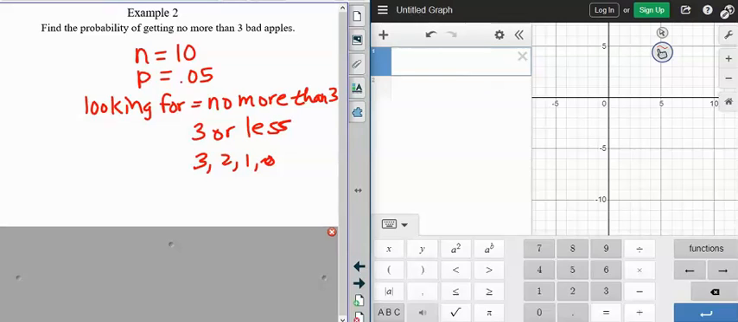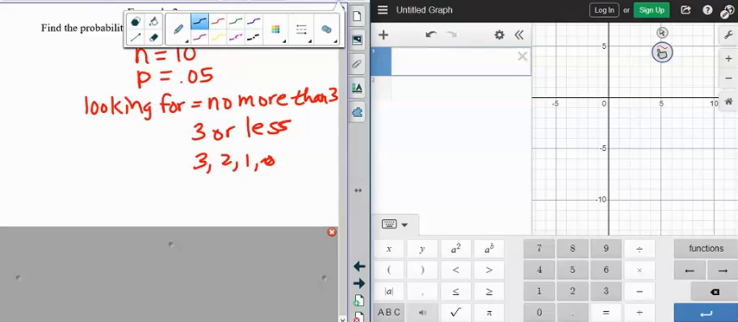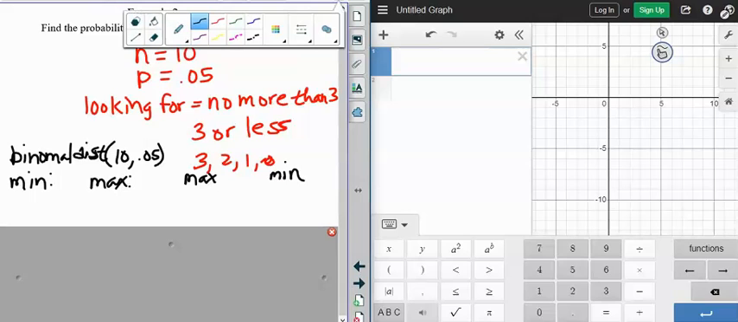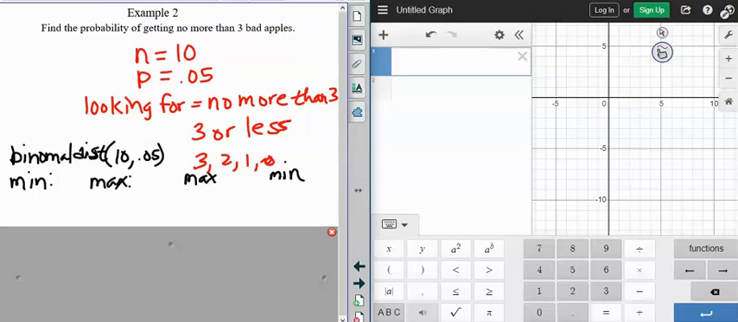All right, so let's go ahead and go back to Desmos real quick, see what we're going to put in there. Let's write it out. We got 10 inside, 0.05. Here, we're looking at our min and our max. Our min would be 0 because that's the smallest number here. Our max would be 3, that's the highest one. So here, we're going to put in 0. We're going to put in 3. So 0 is here, 3 is here.